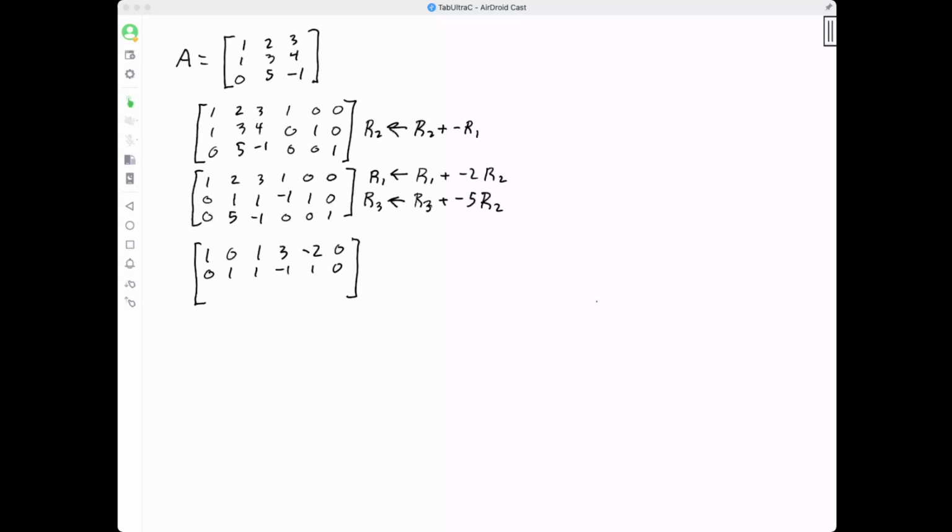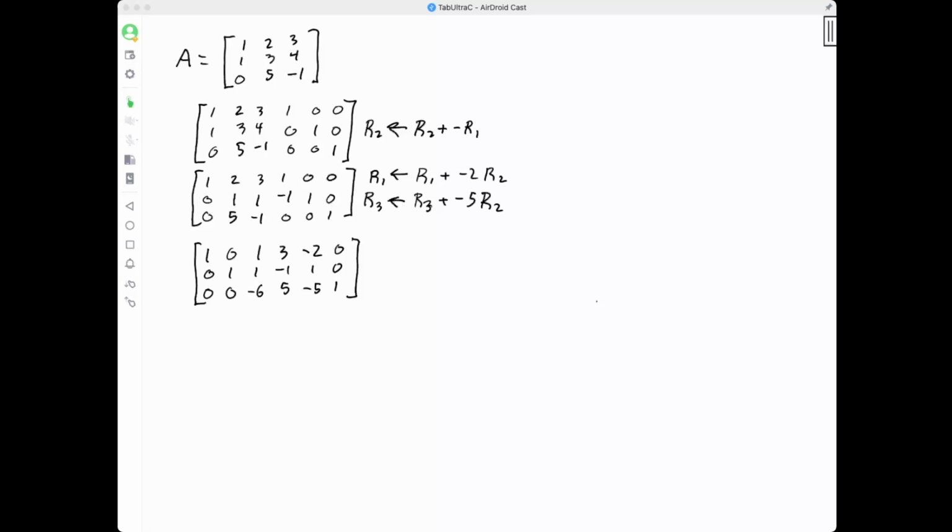And the third row I'm getting by taking negative 5 times row 2 and adding it to the third row. So I get 0. 1 times negative 5 is negative 5 plus 5 is 0. 1 times negative 5 is negative 5 plus a negative 1 is negative 6. Negative 1 times negative 5 is 5 plus 0 is 5. 1 times negative 5 is negative 5 plus 0 is negative 5. And 0 times negative 5 is 0 plus 1 is 1.